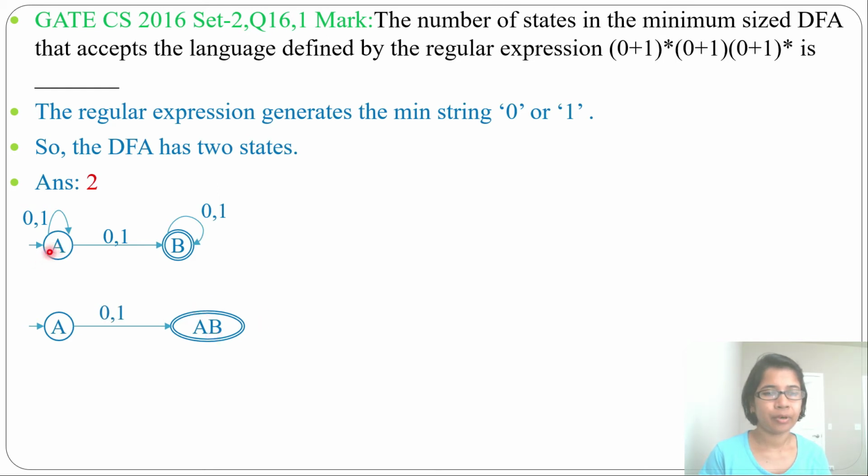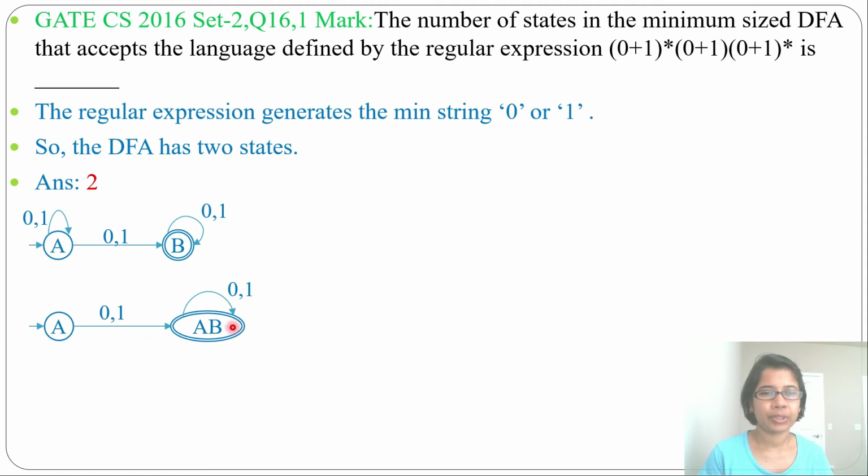Let's check from AB by 0, 1 where it goes. From state A by 0, 1 it goes to state A and it goes to state B. And from B by 0, 1 it goes to state B. So by 0, 1 it will be a self loop. Now this is the minimal DFA for this regular expression.